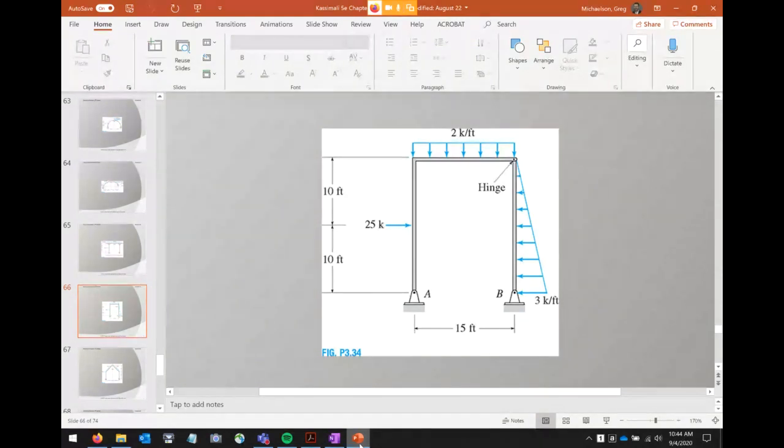When you sum your moments and sum your forces, there's the 25 kip load acting to the right, but then there's the 2 kips per foot acting downward, and then you've got this hydrostatic triangular load acting to the left. So make sure that you handle that. This is definitely one of those problems where you could just assume that all your reactions act upwards and all your reactions act to the right, and then if you get a negative answer, it's okay. That means they act downwards or to the left. This is definitely a prime candidate for that type of analysis.